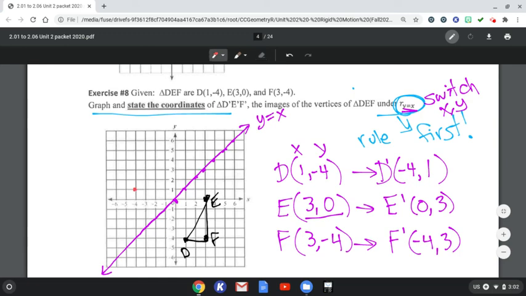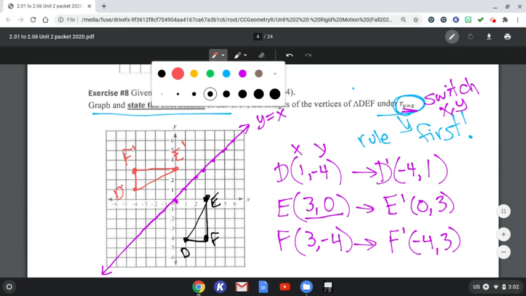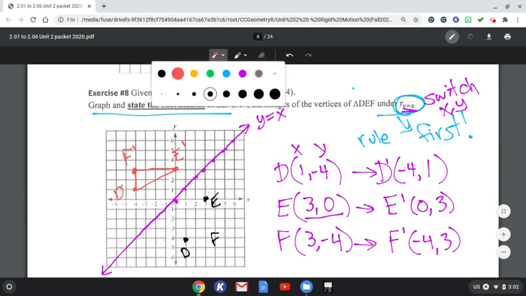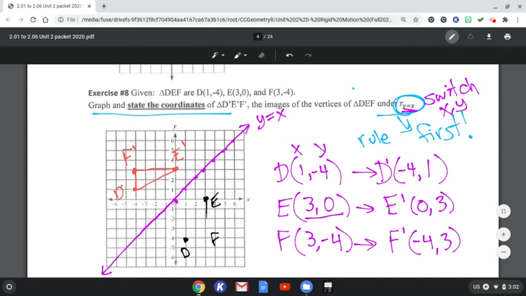E prime is (0, 3). And F prime is (-4, 3). Okay. And I connect them. You can see that first triangle, now I'm going to erase it and redraw because that sketch was really too quick for me. So EDF, this first triangle does get flipped over that line of reflection.